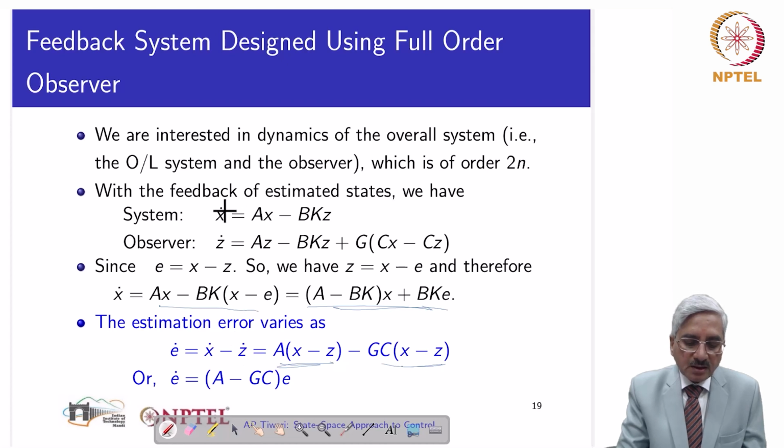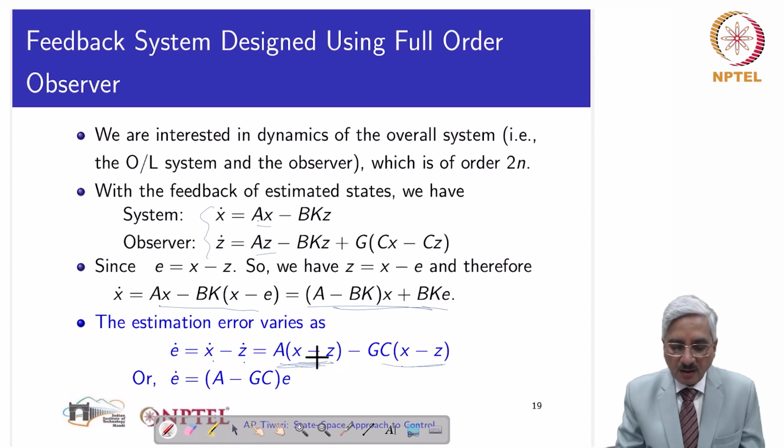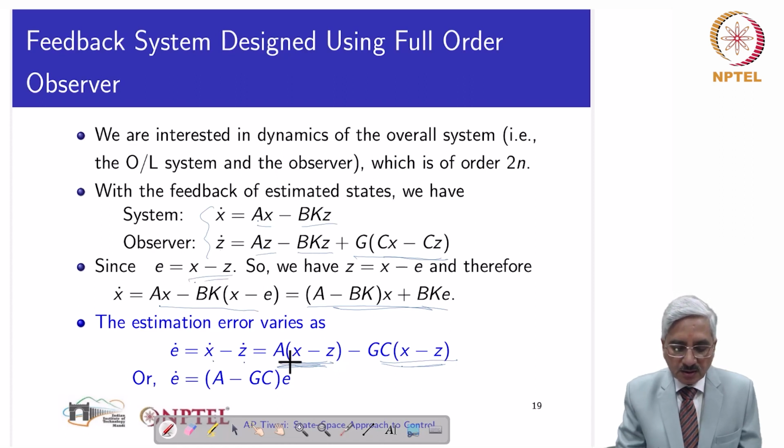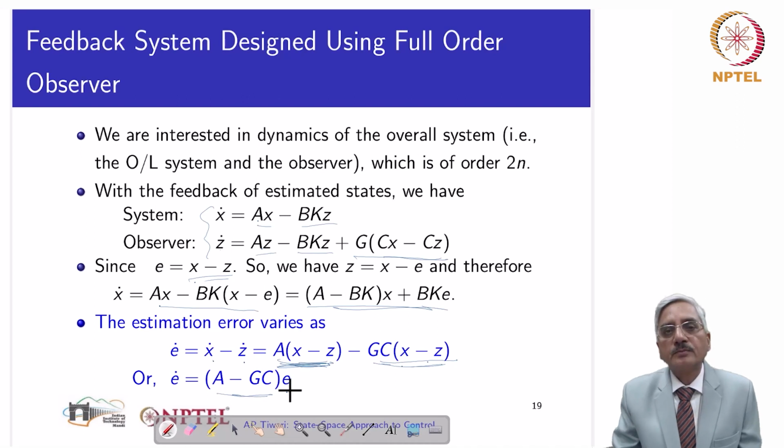So we are just subtracting this x dot minus z dot. So a x minus z, ax minus az, that gives a(x minus z), and this bkz minus bkz, that cancels, and this remains of course the minus sign. So we get e dot as x dot minus z dot, which is a(x minus z) minus gc(x minus z), and x minus z is e, so this is ae and this is gce, and together it becomes (a minus gc) into e.